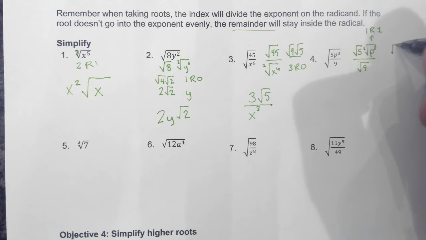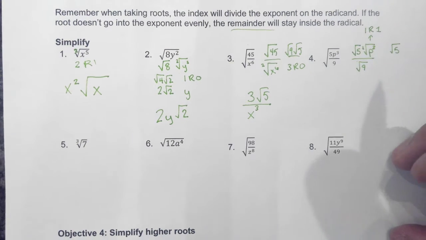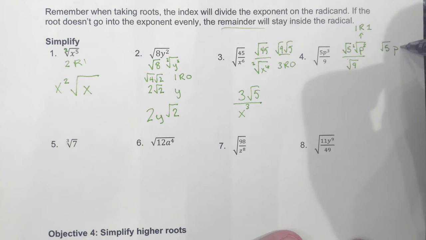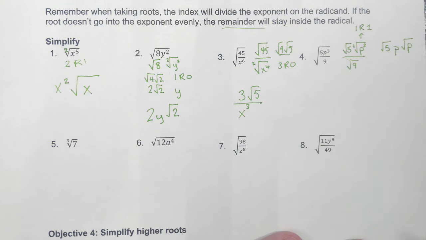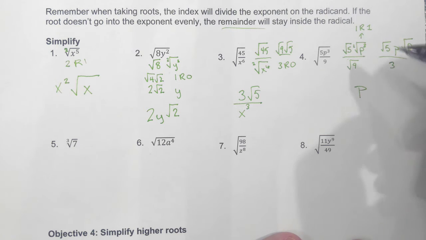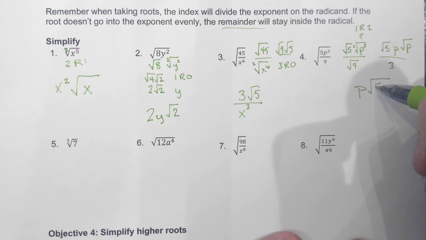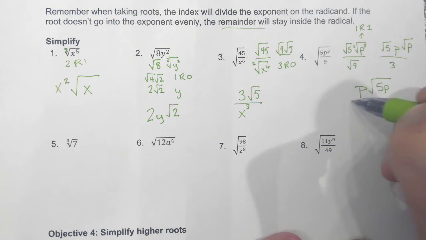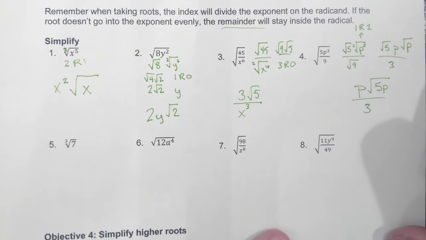So the square root of 5 would tag along. Once would represent the exponent of the p on the outside, so p to the 1st. And then the remainder is the p on the inside, also p to the 1st. On bottom, the square root of 9 is just plain old 3. Now I need to fix this up, make it look better. I want my things on the outside of the radical together, and then the things on the inside of the radical together. So it'd be p on the outside, square root of 5p on the inside, all over 3.